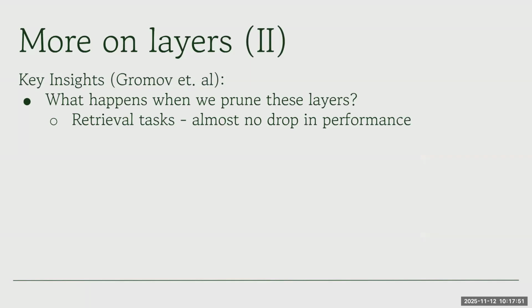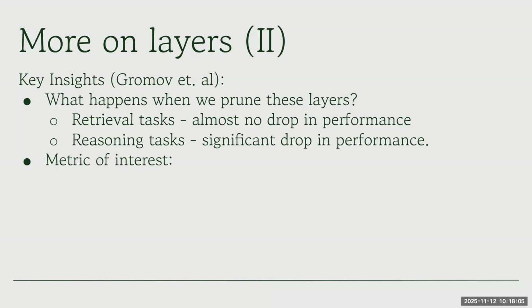let's continue this. So Gromov et al. also noted that on retrieval type tasks, if you remove these reasoning critical layers, you do not get a lot of drop on tasks that are more retrieval heavy. So tasks that are more like recalling facts, if you remove the middle layers or set the parameters to 0 or something like that, you do not get a significant drop in performance. But if you prune out those layers on reasoning specific tasks like coding, maths, benchmarks, you get a significant drop in performance.